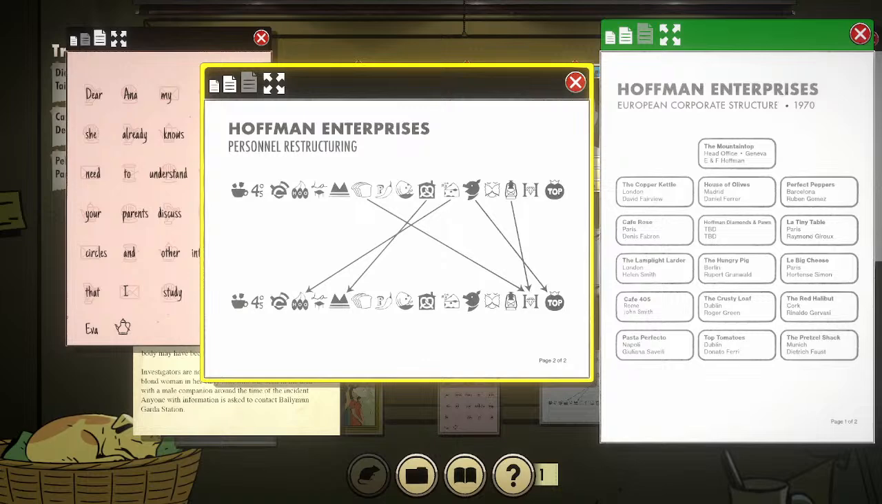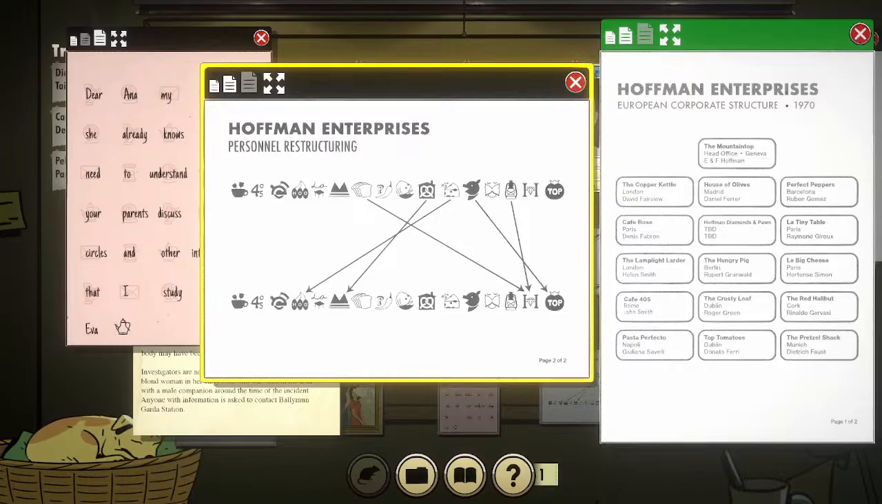And then, what have we got next? We've got the cheese. Les Big Cheese. Paris. Hortense Simon goes to, I think we did this one, House of Olives. Madrid, Daniel Ferrer. And then we've got just the last one.